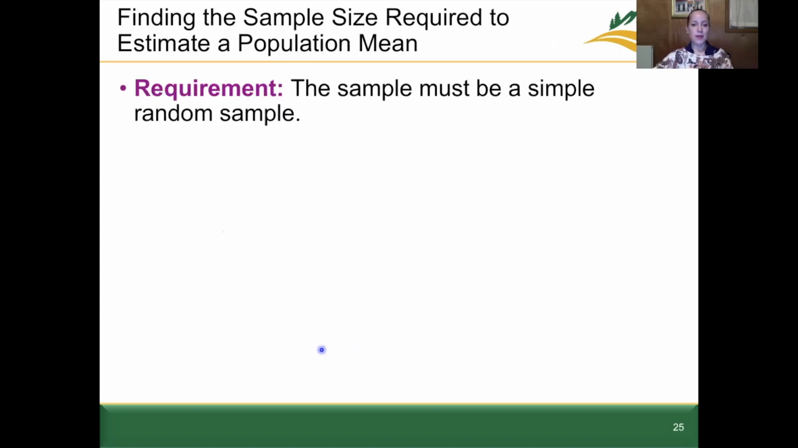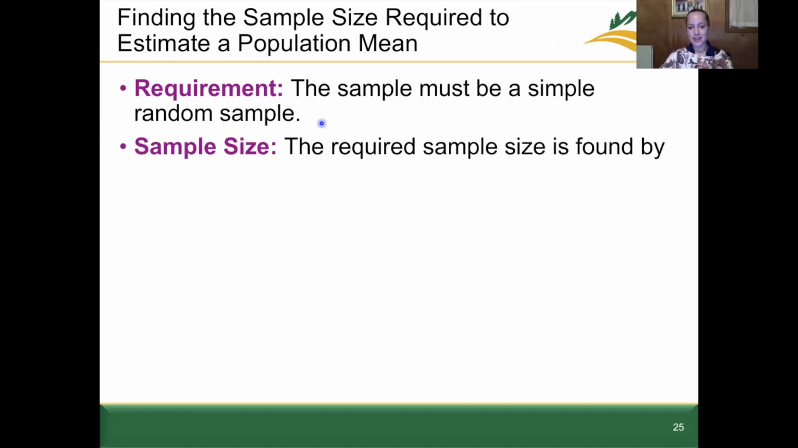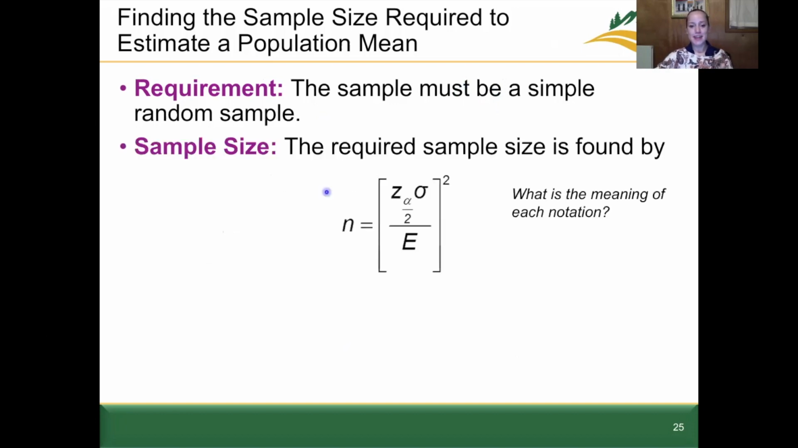Let's go through the requirements again. So the sample must be a simple random sample. That's a requirement you're used to seeing. Now, to find the sample size n, we'll use this formula. So n is equal to z subscript alpha over 2 multiplied by sigma, all divided by E, the margin of error, and all of this is squared.